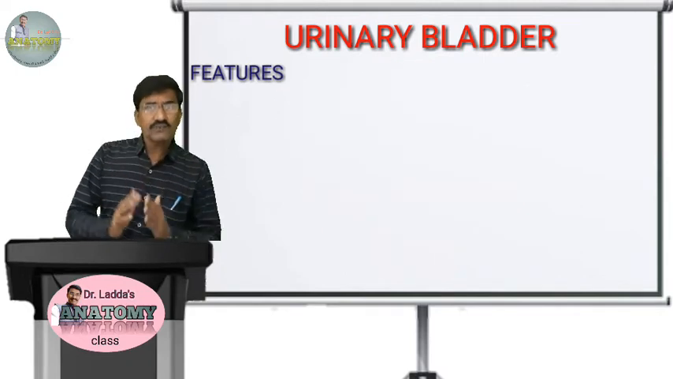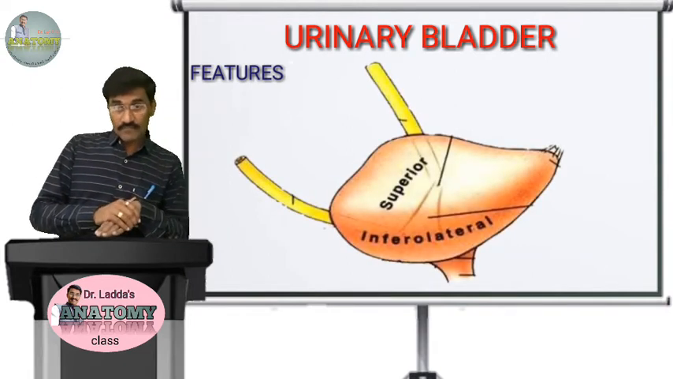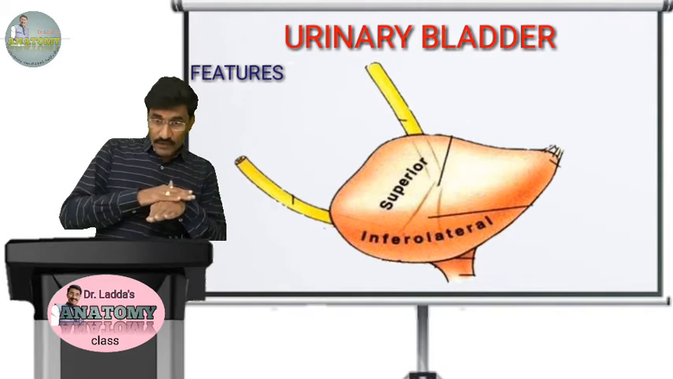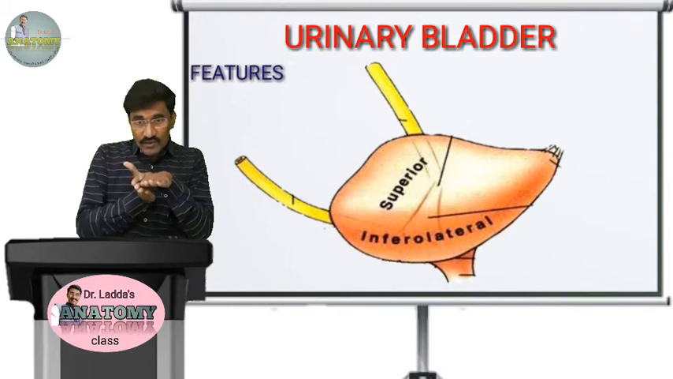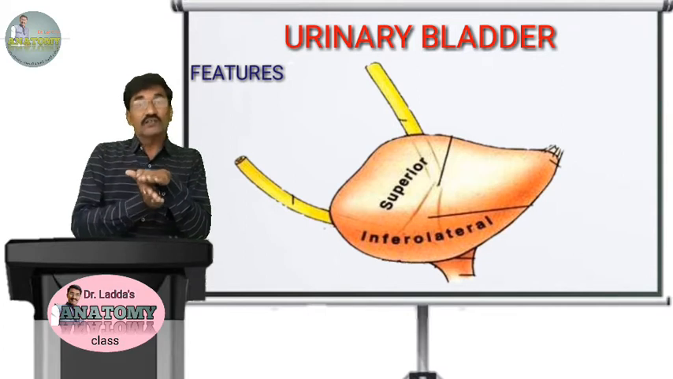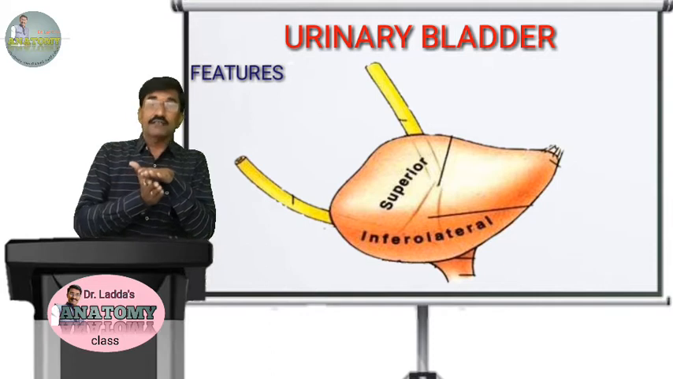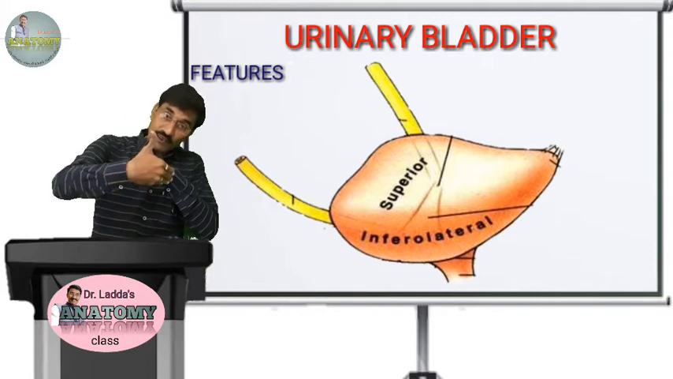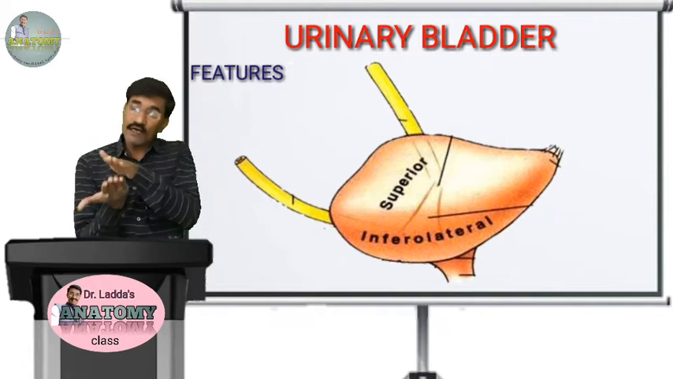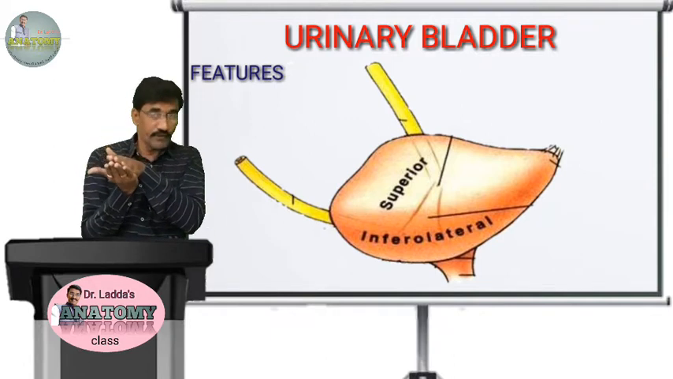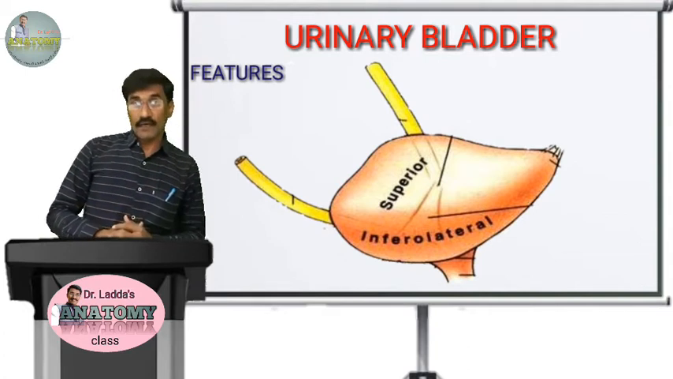So, the next one is surface, and we know the empty bladder has three surfaces. One is the superior surface, the second is the right inferolateral surface, and the third is the left inferolateral surface. This is superior, this is the right inferolateral, and this is the left inferolateral. So these are the three surfaces of the urinary bladder.